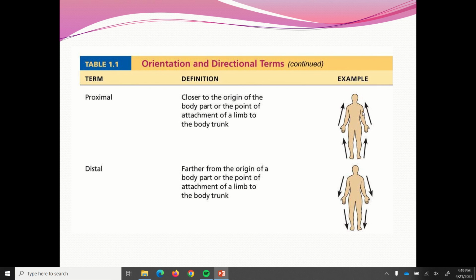I hope you can see my cursor. Proximal will attach at the shoulders and the hips, and that is referring to the upper limbs with the shoulders and the lower limbs with the hips. So the closer we are to the shoulders or hips, the more proximal. Distal is farther away from the shoulders or the hips. So we're moving towards the fingers in the upper limb and the toes for the lower limb. So superior and inferior are better used on the head, neck, and trunk. Proximal and distal are better used on the upper and lower limbs.